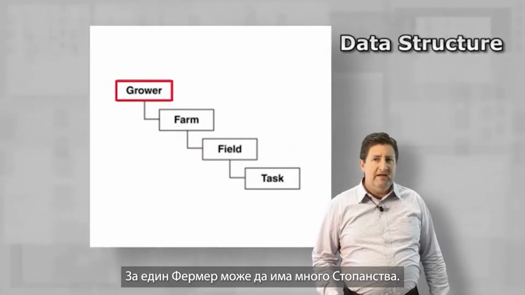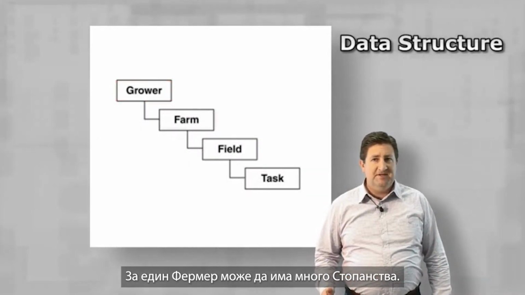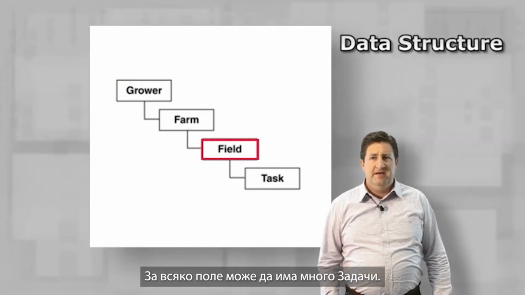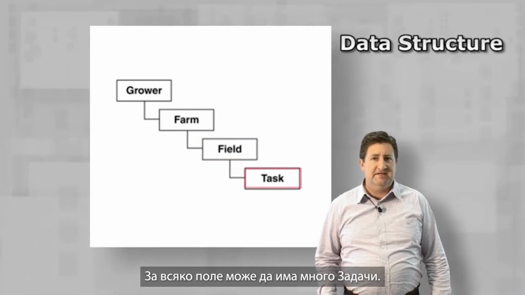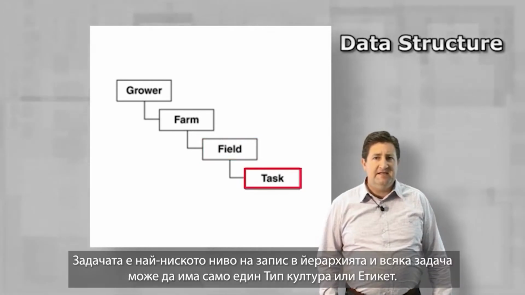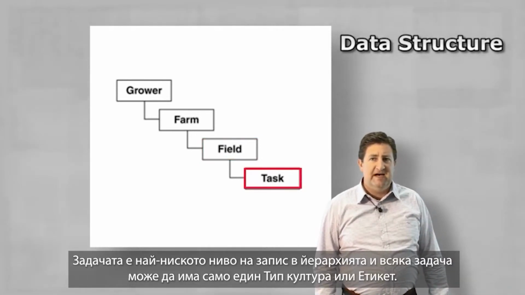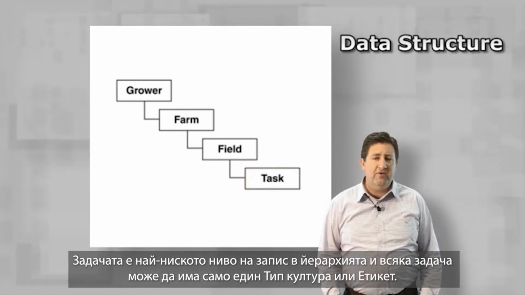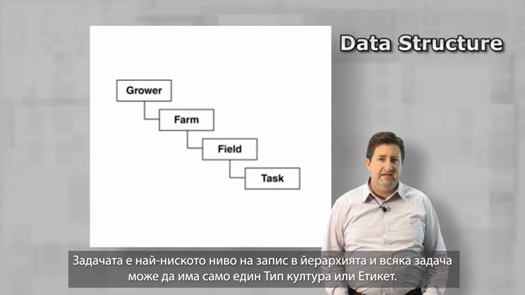Data is organized in a hierarchy. For each grower, there can be many farms. For each farm, there can be many fields. And for each field, there can be many tasks. A task is the lowest level in which data is stored in this hierarchy, and each task can only have one crop type and one tag assigned to it.